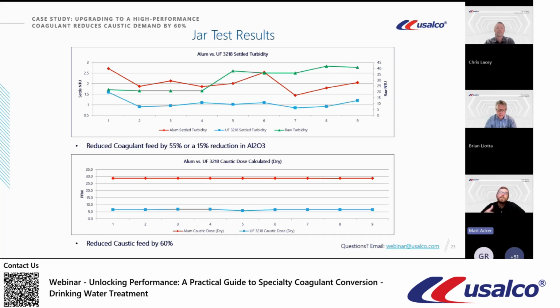And then we get into caustic, which was their main concern. This was calculated during our jar test procedure. We know how much alkalinity is consumed per ppm of the different coagulants, and we know that for every dry part of caustic, it increases the alkalinity by 1.24 milligrams per liter. So with the alkalinity consumption and the calculation of caustic, we calculated that we'd be able to reduce caustic feed by 60%.